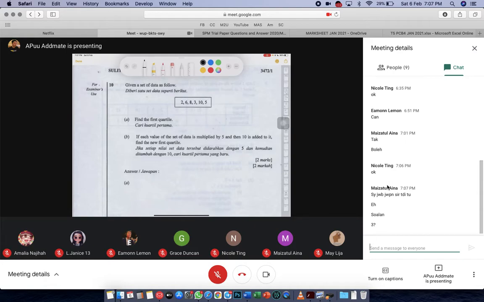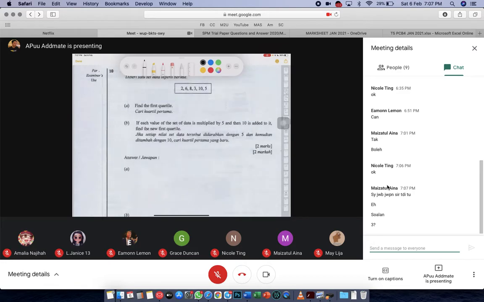Okay, so the first one is 3. Very good. So, I think everybody should be able to get the same answer. So, jawapan A dia sama dengan 3. Alright. What about B? Jawapan B?